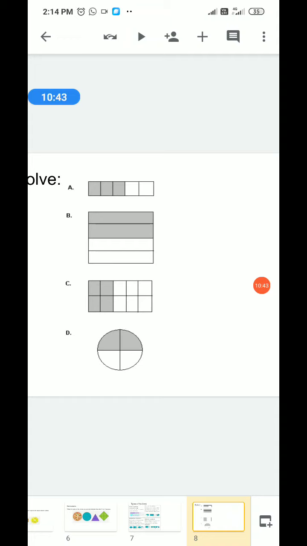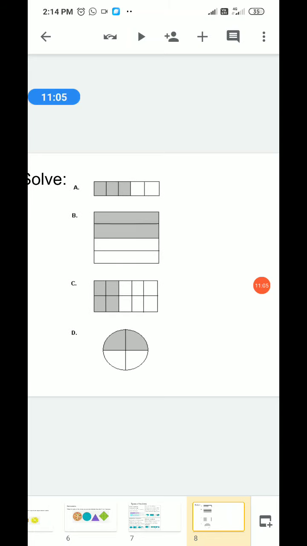Understood? Solve the next one, B, also. How many equal parts are there? 1, 2, 3, 4. So in the denominator what will be there? 4. How many parts are shaded? 1 and 2. So the answer will be 2 by 4. Solve C and D also. For C the answer is 4 by 10. And for D the answer is 2 by 4.